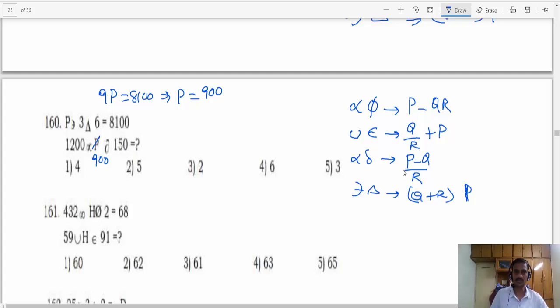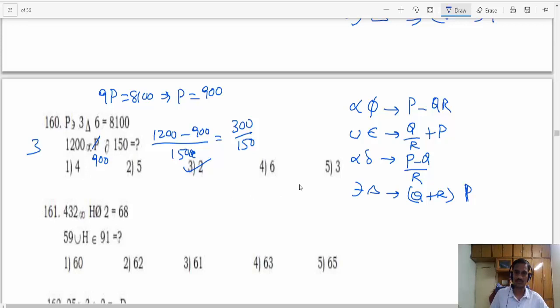Then (P minus Q) divided by R. P is 1200, Q is 900, divided by R. R is how much? 150. Then 1200 minus 900 is 300, divided by 150. How much is that? 2 is the answer, choice 2. Is that right? Question number 160 is choice 3.